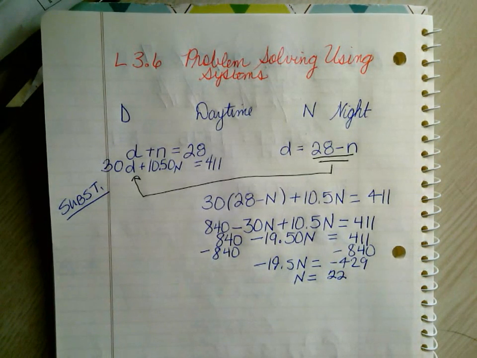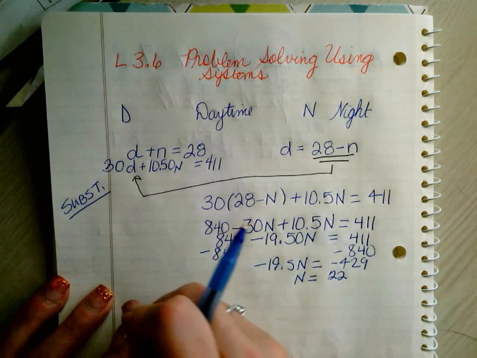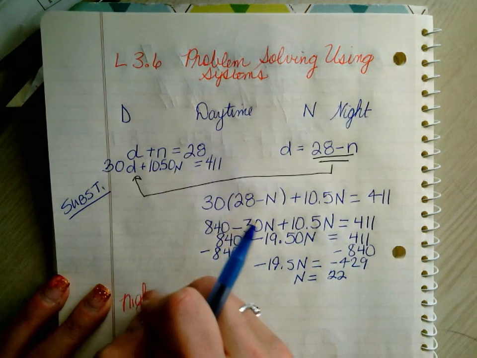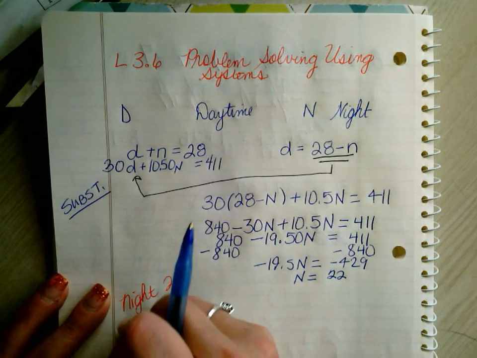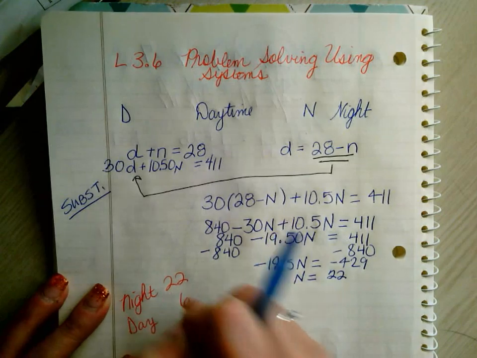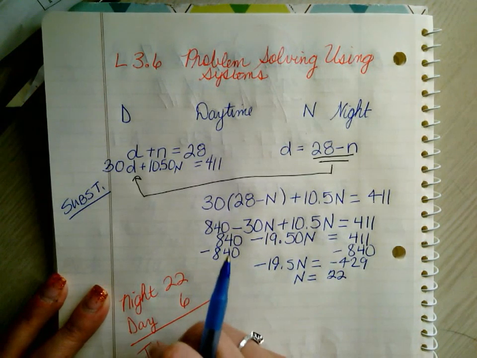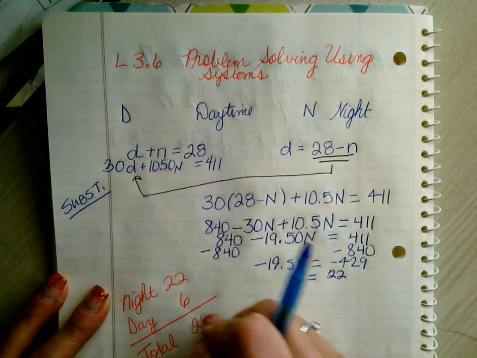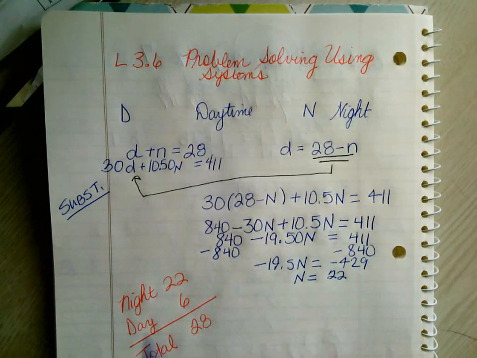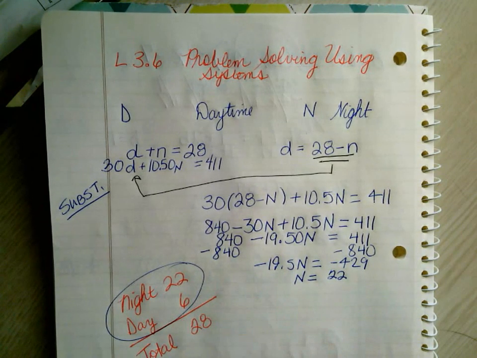Okay? If the number of nighttime hours is 22, how many is daytime? 6? Makes sense. Night is 22. Day is 6. Total is 28. Okay, so there's our answer. Pretty good.